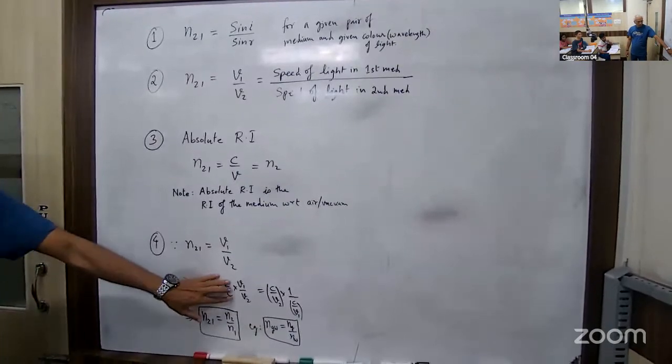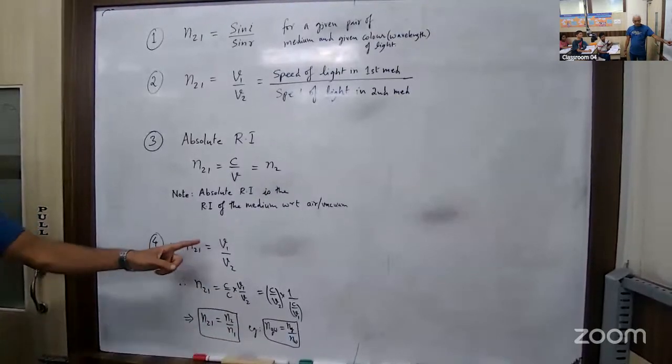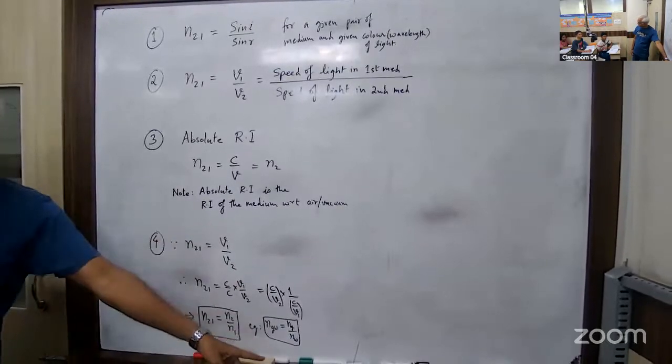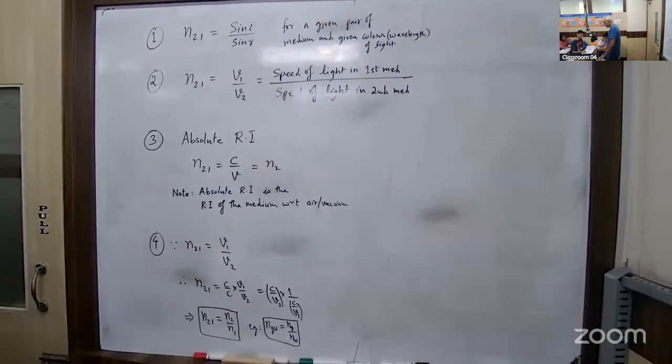This will give you this only. So C by V2 cancels out. We started from V1 by V2 and arrived here. Both are similar. Okay? So depending upon what is asked in the question. So you can ask me.